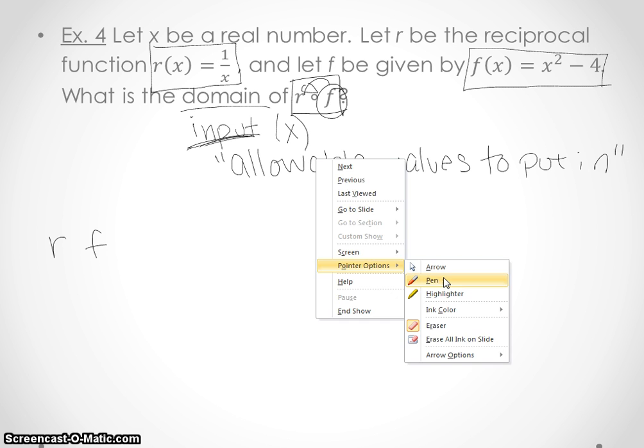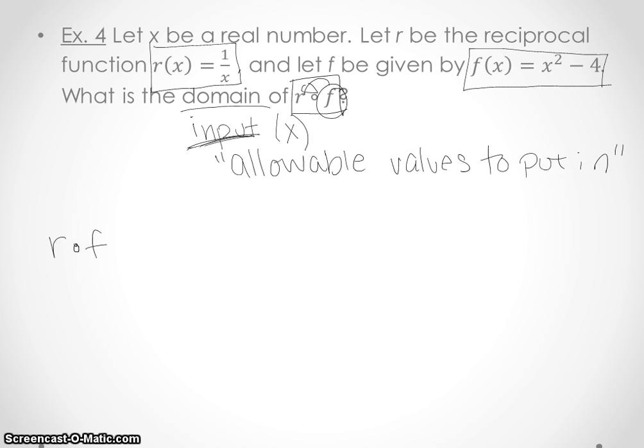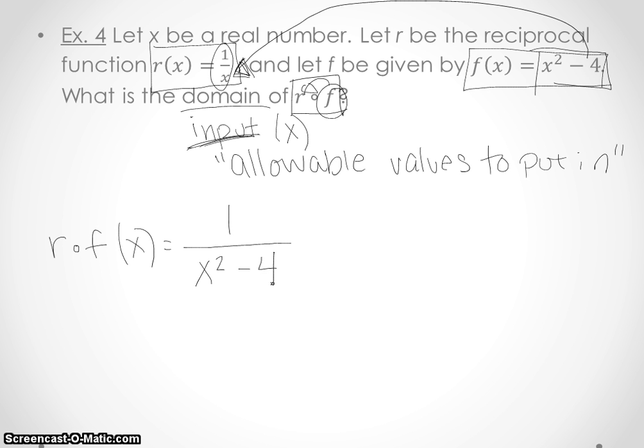New little symbol here that we learned today. So, r of f of x. It's not wrong to write it the other way. I just want to use what they're using here. So that means we take f of x, which is x squared minus 4, and we put it into the other function for x. So it's actually going to go downstairs here. So we're going to have 1 over x squared minus 4. So 1 over, and then we plug in x squared minus 4 here.